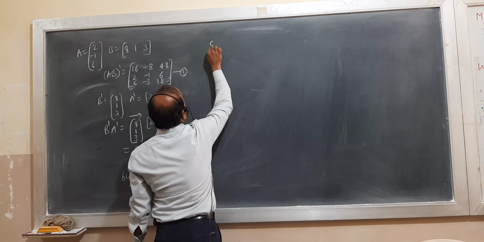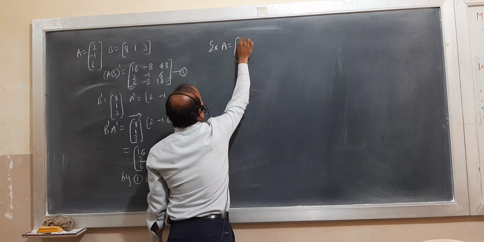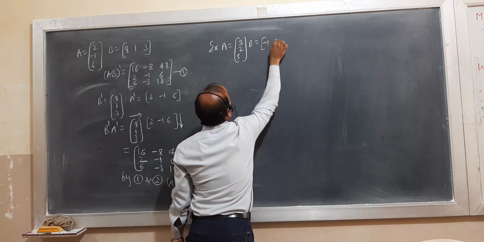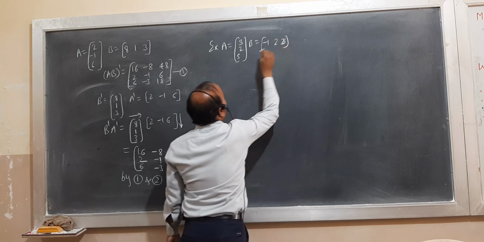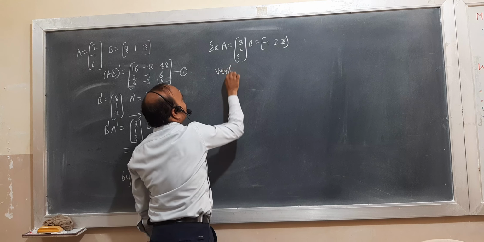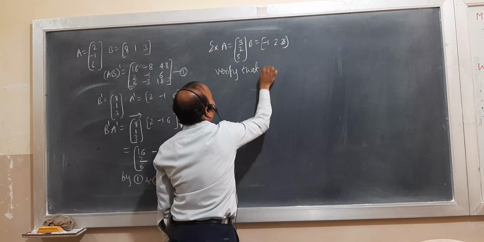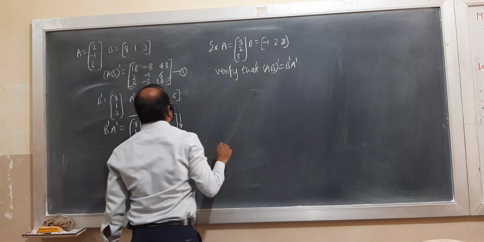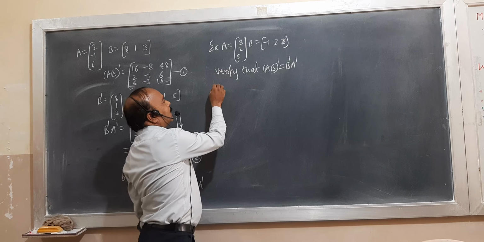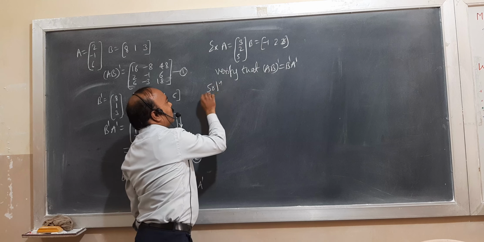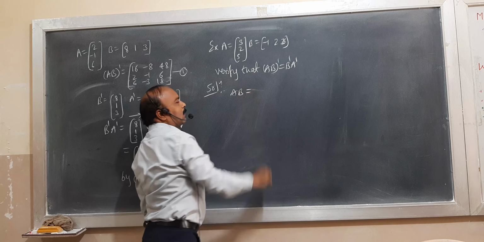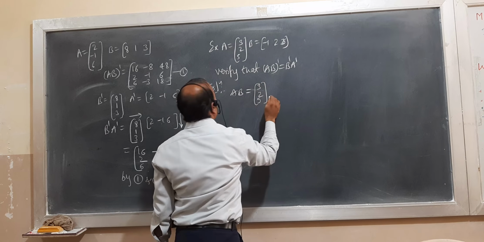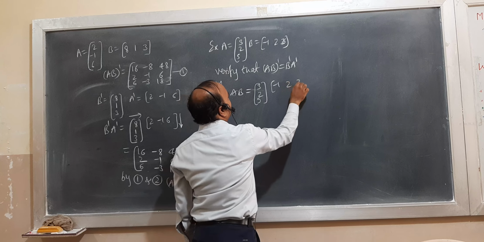Next example: if A equals [3, 2, 5] and B equals [minus 1, 2, 3], verify that (AB)' equals B'A'. Now first you go for LHS. First you find the AB matrix. A into B. A is given by 3, 2, 5 into minus 1, 2, 3.